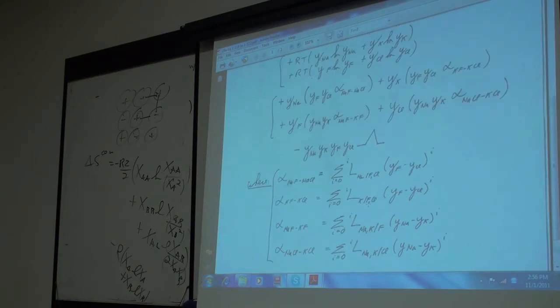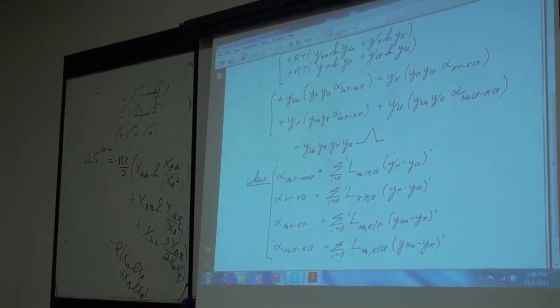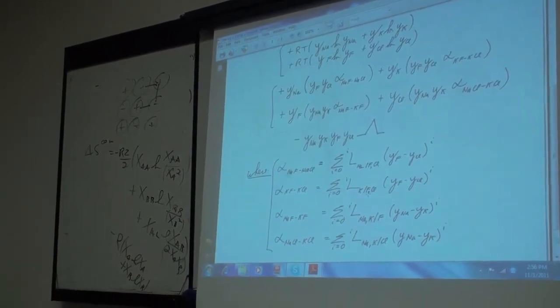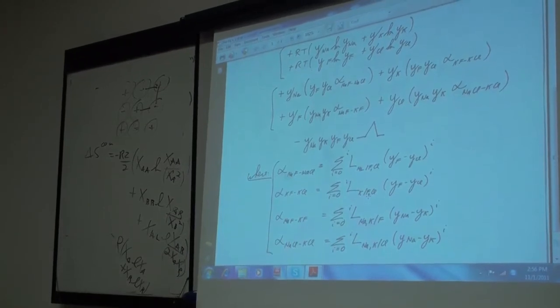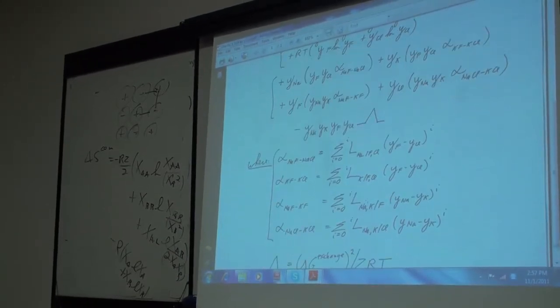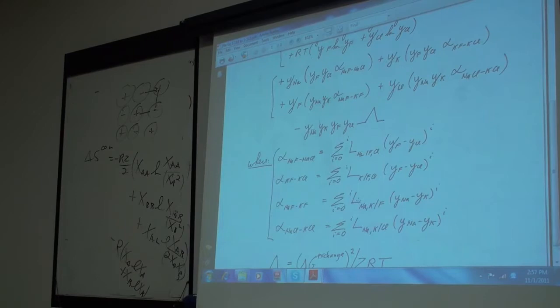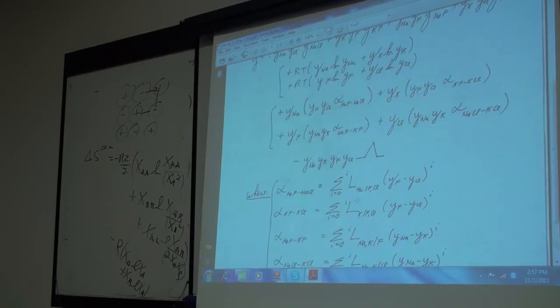So this is basically your two sublattice model in the compound energy formalism when you have the same number of sites on each sublattice. That's how it works. You can add some other ternary terms as well. Any questions so far?